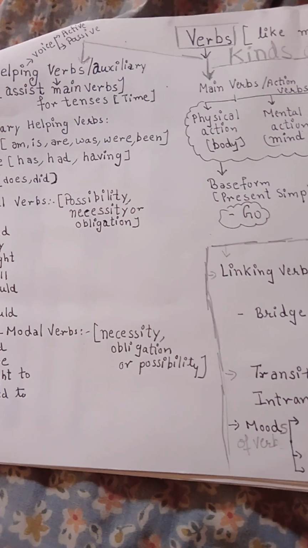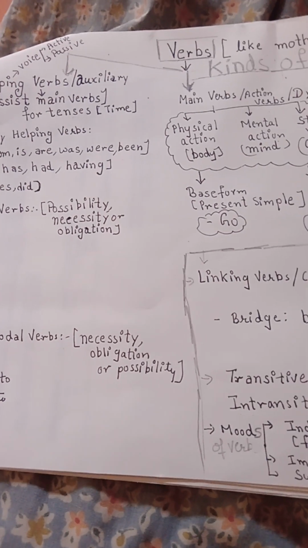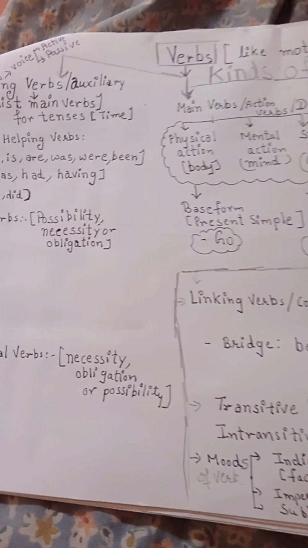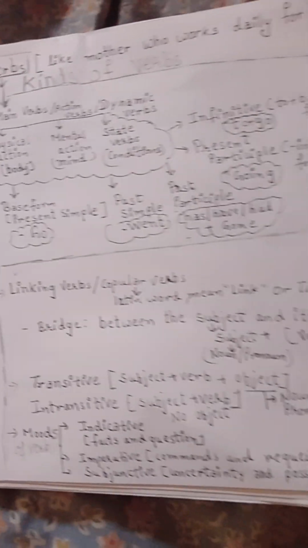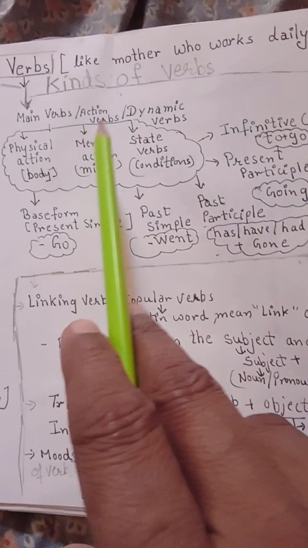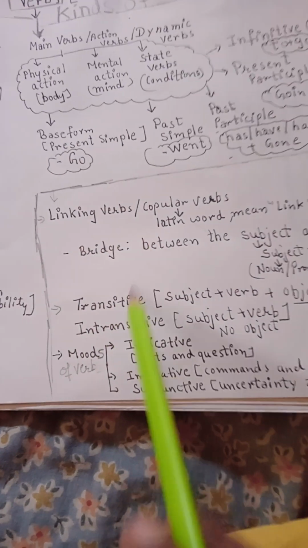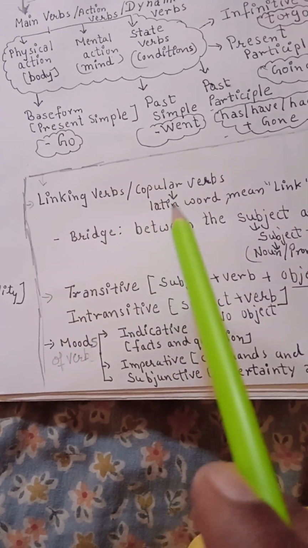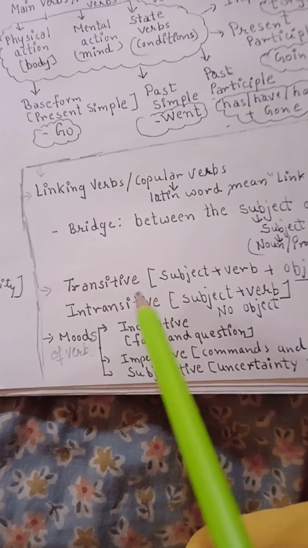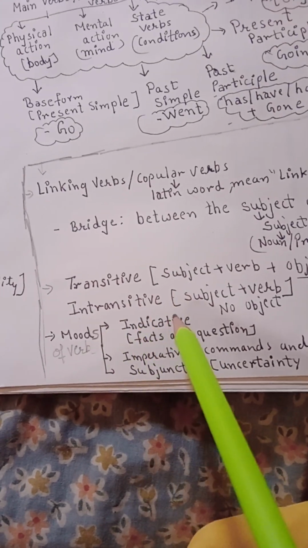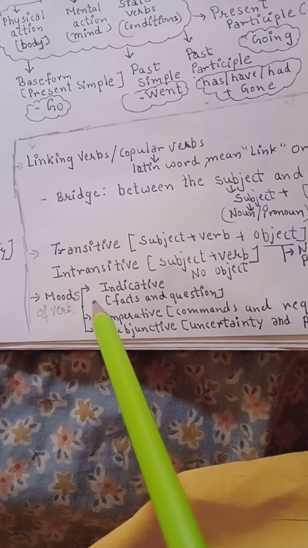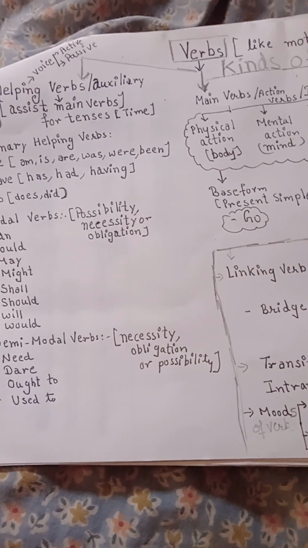So this is the mind map of kinds of verbs, and there are many kinds. Helping verbs, you can also call it auxiliary verbs, main verbs or action verbs, dynamic verbs, linking verbs or copular verbs, transitive verbs, intransitive verbs, moods of verb. Okay, I will explain one by one.